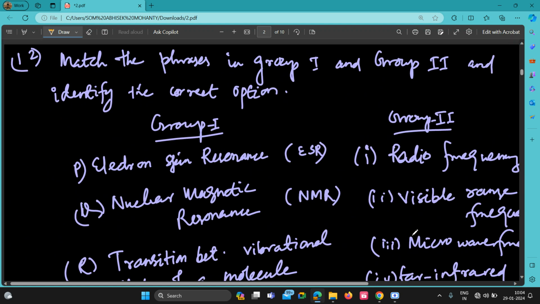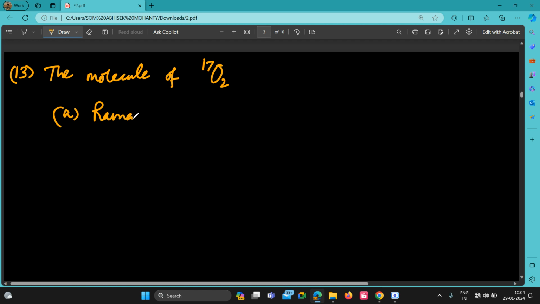So, question number 13. Write down the molecule of O2 is what? Raman active but not NMR active.